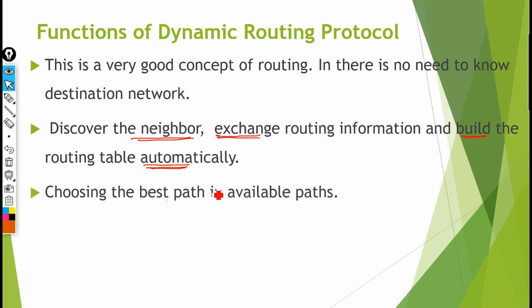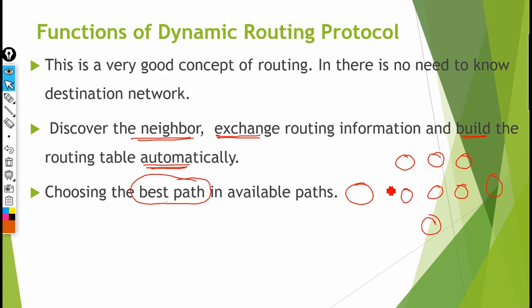Make sure the routers running dynamic routing protocols can choose the best path if you have multiple available paths. For example, let's say the routers' connectivity is like this. Consider these routers are connected like this. Let's say you have some networks here. Consider this is my source network and this is my destination network.